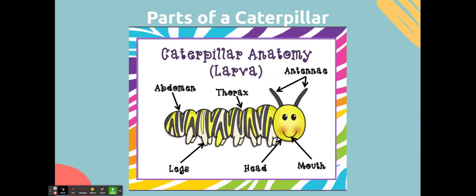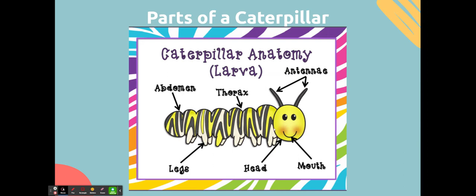Okay, here's some caterpillar anatomy. They're in the larva stage. At the top, we have their antennas. Our antennas are really important because unfortunately, our caterpillars cannot see very well, and they use their antennas to help them navigate where they are going. We have their mouth, and as we know, caterpillars are obsessed with eating. And this is all a part of their head.